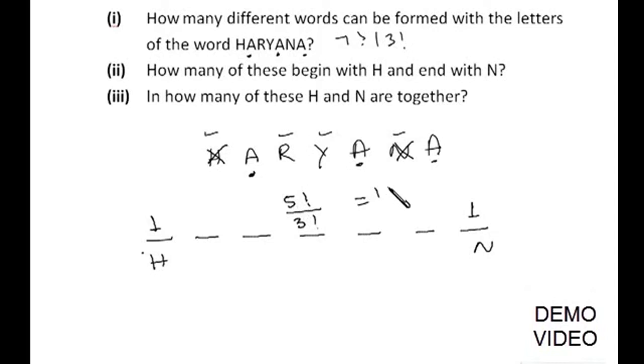So 5 factorial is what? 120, and this is 6, so it's 20 ways, right? So 20 ways will be there when the words begin with H and end with N, right? So this is also clear. This is 20 ways. Now let's take the third one.